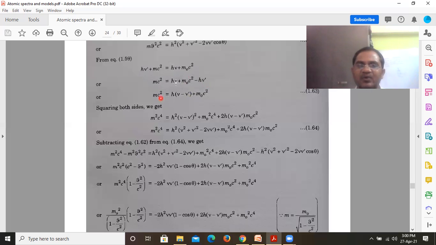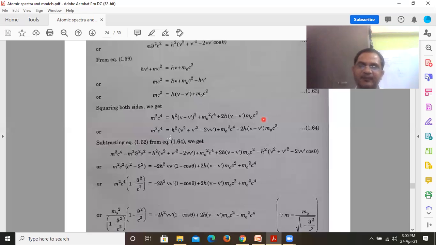mc² = hν − hν′, h taken common: h(ν − ν′) + m₀c². Clear, sir? Again squaring both sides. Left side (mc²)² = m²c⁴, equal to the right side, again in (a + b)² form. You will get h²(ν − ν′)² + (m₀c²)², that is m₀²c⁴, plus 2ab term: 2h(ν − ν′)m₀c².